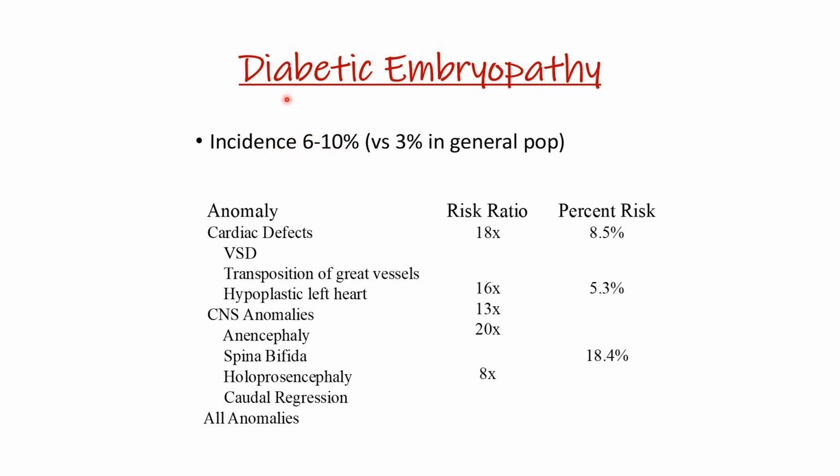So here, as I've said before, pre-existing diabetes mellitus is when you already have this disease at conception, and it goes on through pregnancy. So it affects organogenesis, meaning you are predisposed to a higher risk of anomalies. The anomalies present are, for example, cardiac defects, where you're predisposed to have VSD. You're also predisposed to have transposition of great vessels, hypoplastic left heart. In CNS anomalies, you also have anencephaly, spina bifida, holoprosencephaly, and caudal regression. In addition to that, you can also have sacral agenesis.